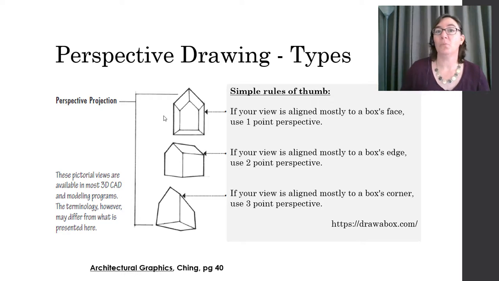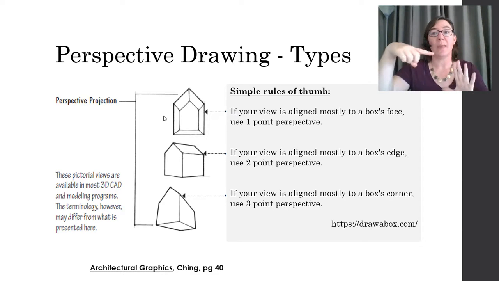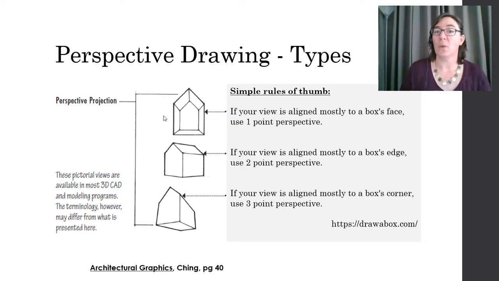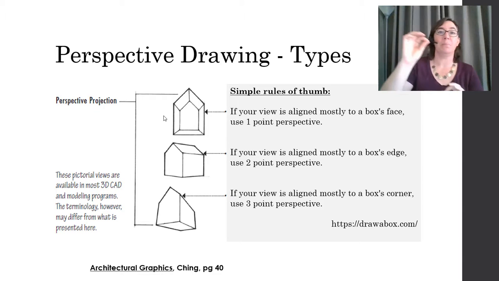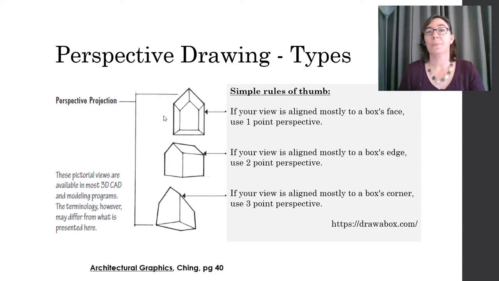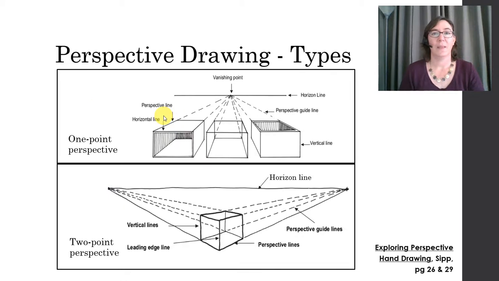All right, here's a really simple rule of thumb to help you understand these three different projection methods. If your view is aligned to a box's face, you are using 1-point perspective. If your view is aligned to a box's edge, we're going to be using 2-point perspective. And finally, if your box is tipped and your view is aligned to the box's corner, that would be a 3-point perspective. In this course, we're only covering 1 and 2-point perspective construction. So let's compare the two.